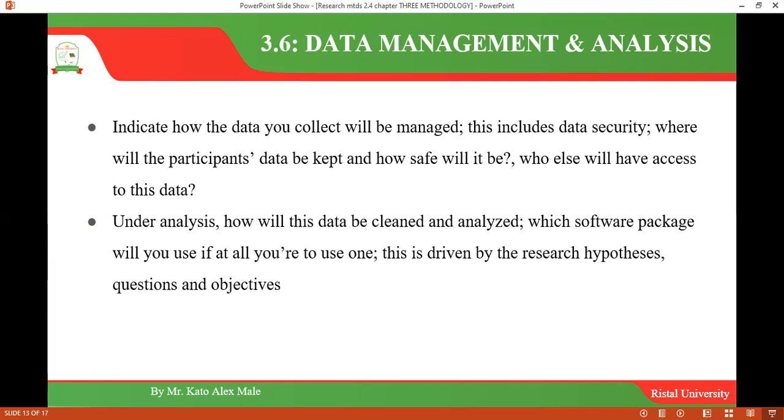The research questions that you asked yourself, the research objectives that you want to achieve, all drive the type of analysis software that you are going to use, because objectives give you the type of data that you need at the end of the day.